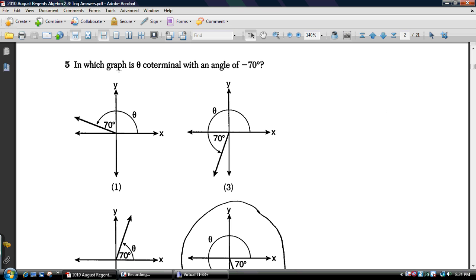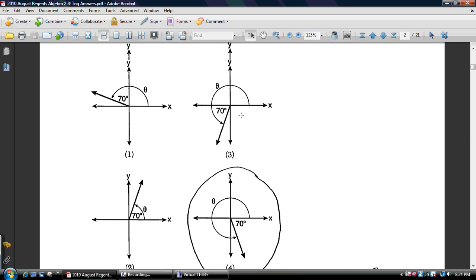Which graph has an angle that's coterminal with -70? Well, let's zoom out a little bit. -70 means we go the clockwise direction starting right here. So -70 drops me right there. And theta is coterminal with it in this diagram, because coterminal means with co, the same ending, terminal.